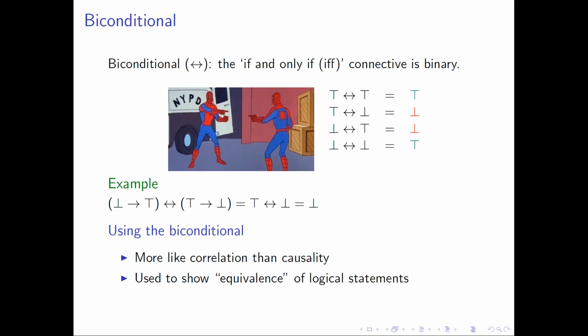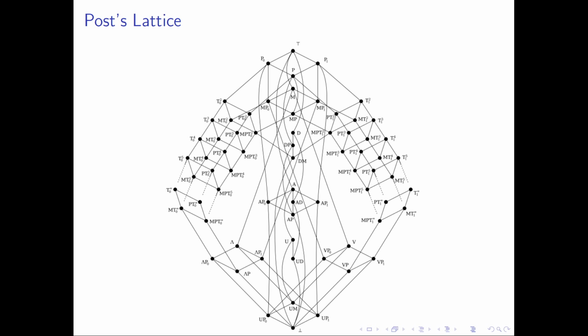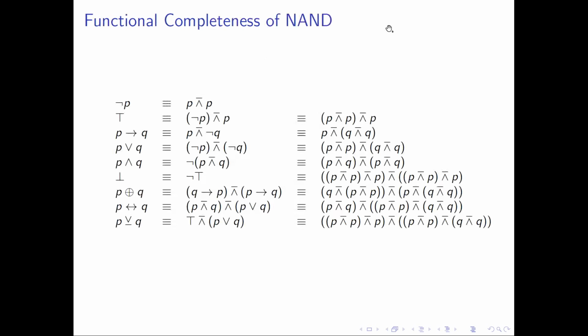Okay, but it's just this complicated thing, which is in fact infinite, because we don't only have binary, unary, and nullary connectives. There's also connectives of some other finite arity here. But let's not get bogged down in Post's lattice. It's a bit intimidating. Let's just look at NAND and show that it's functionally complete.